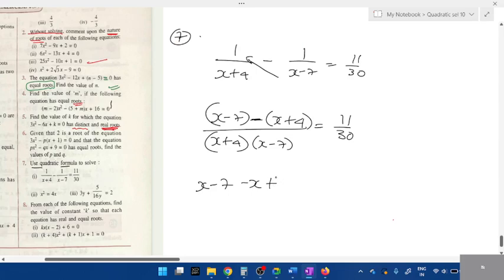x minus 7 minus x, minus into plus. What is minus into plus?